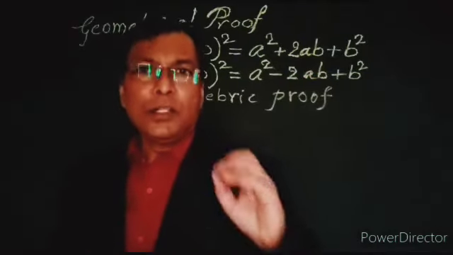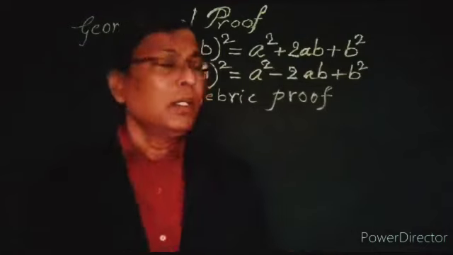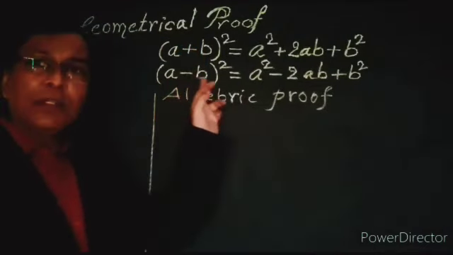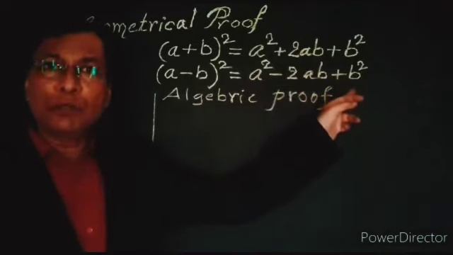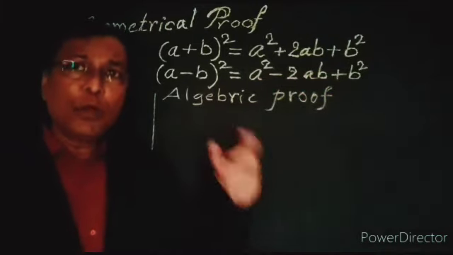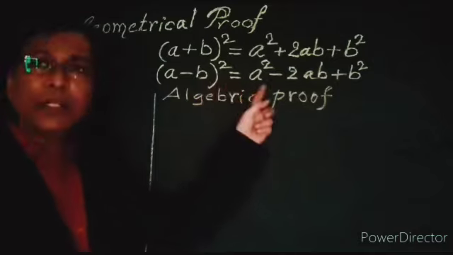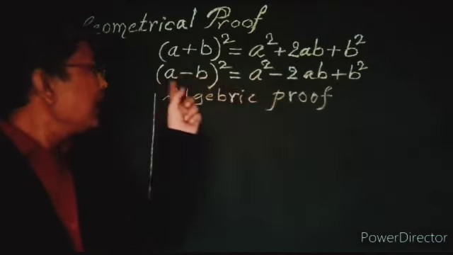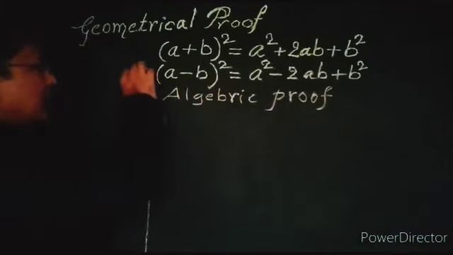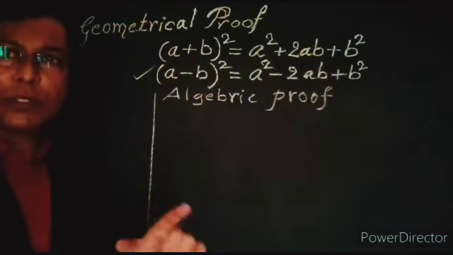First I give the algebraic proof for the second identity, (a minus b) whole square equals a square minus 2ab plus b square. Then I give the geometrical proof for this identity because it is more complicated to explain. So I take the second identity to prove first.